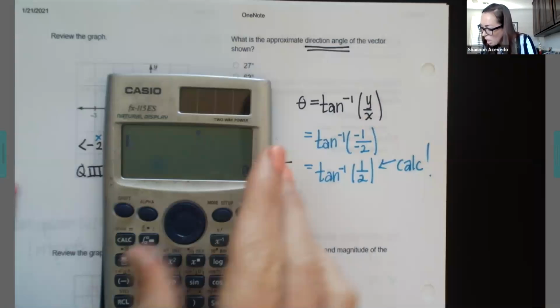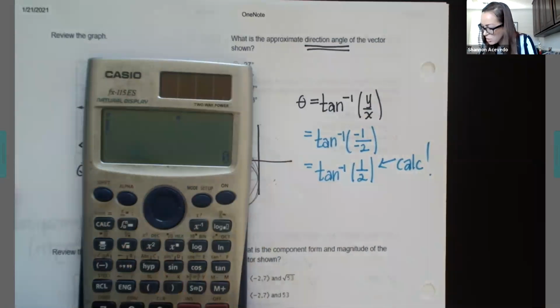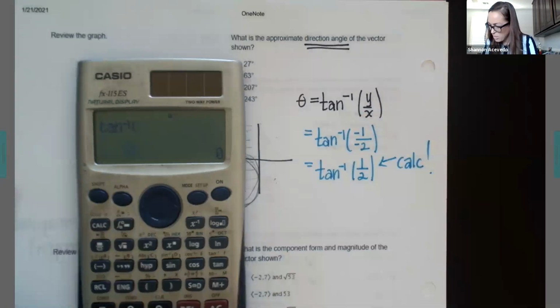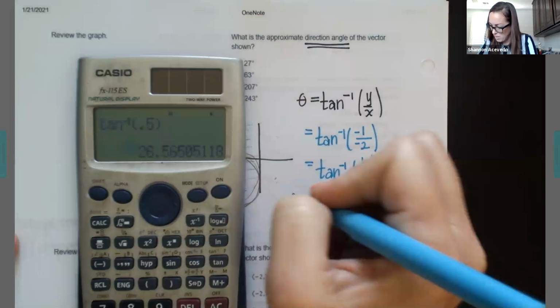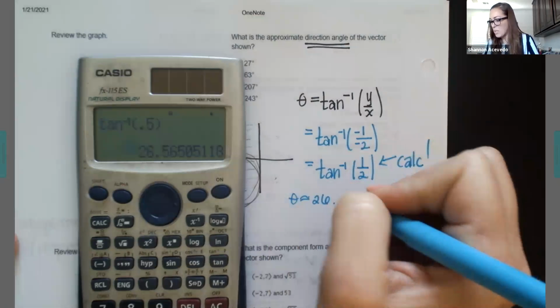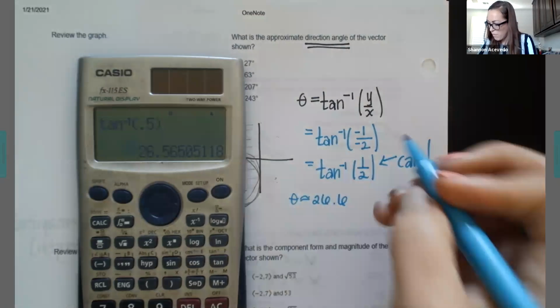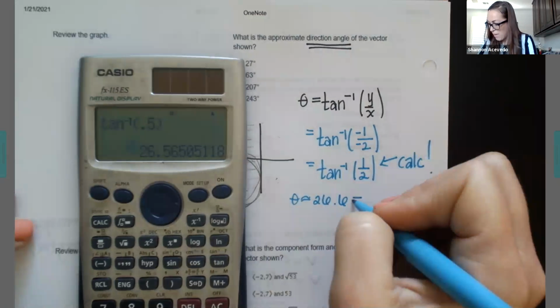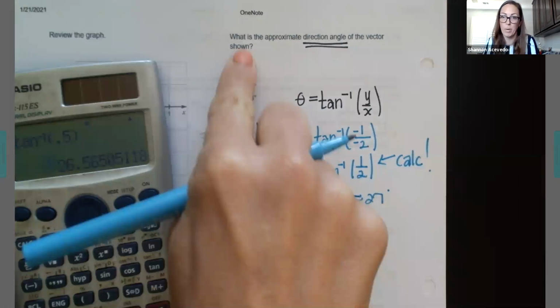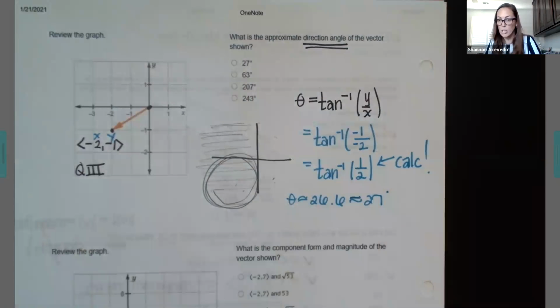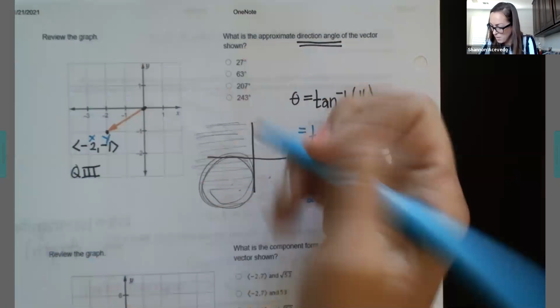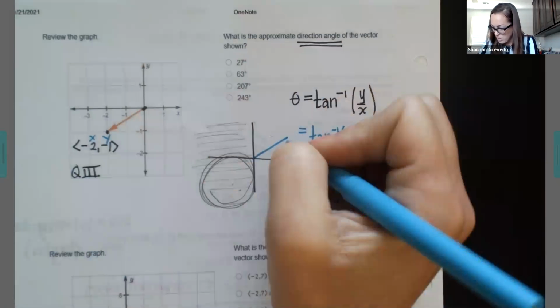So shift, tangent inverse of, I'm just going to do 0.5. It's 1/2. You guys, 0.5, 1/2, same thing. And I get a value of 26.6. Actually, I'm going to use just the value of 27 because I look up here, they're all whole numbers. So I'm going to just round to the whole number there. So I'm going to use 27 degrees. So I was just told that this angle is 27 degrees.